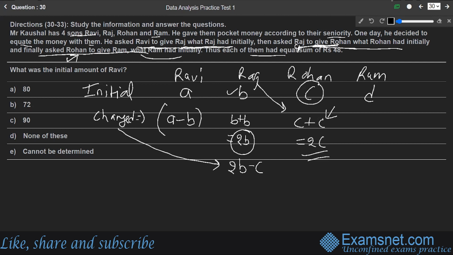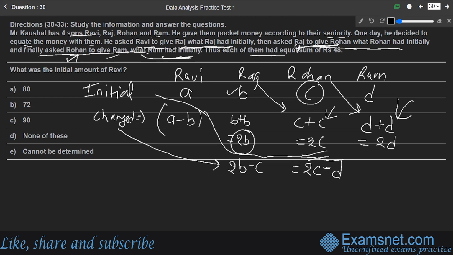Similarly, Rohan is to give Ram what Ram had initially. How much did Ram have? D. He will be given the exact amount he initially had. So he will have D plus D, that is nothing but 2D. And this 2D has come about because of the addition of D, and this addition of D has come from Rohan. So Rohan would have a shortfall of D now. So that is 2C minus D. So these are the final changed amounts: A minus B, then 2B minus C, then 2C minus D, and 2D.